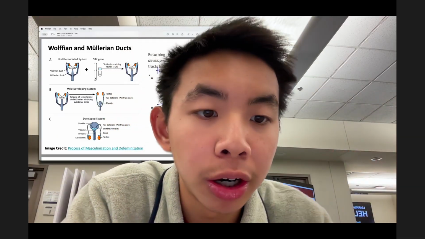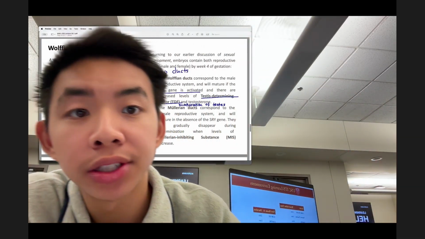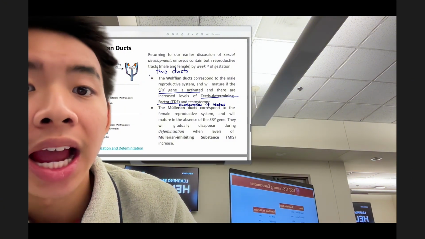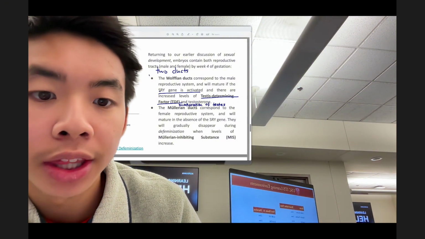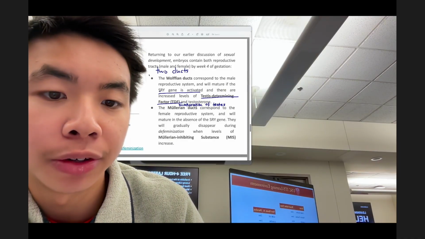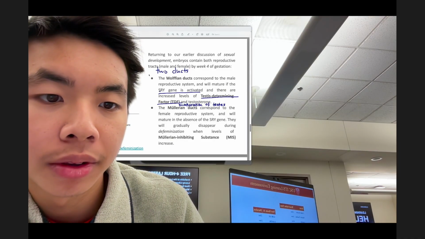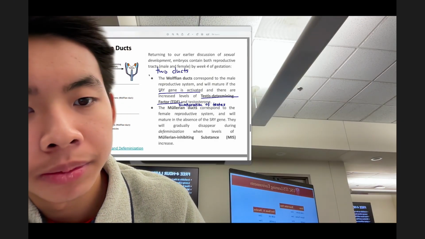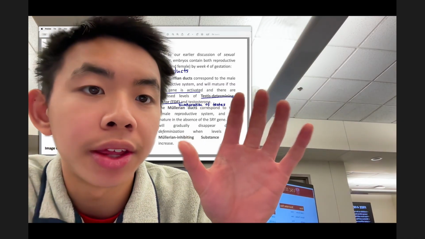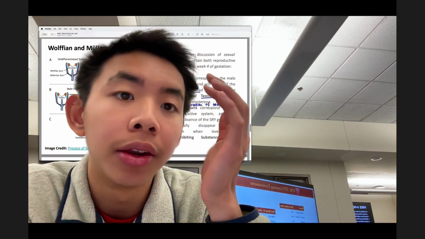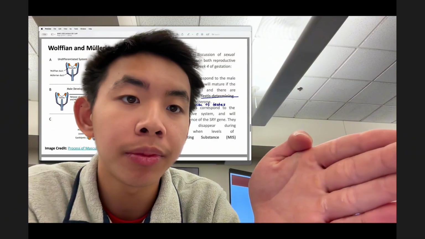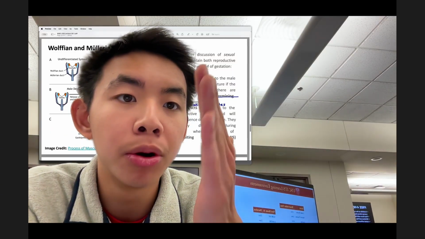Mullerian ducts correspond to the female reproductive system, and they will mature in the absence of the SRY gene. They will gradually disappear with the defeminization when levels of Mullerian inhibiting substance increase. So if the SRY gene is not there, it will default to female. Everyone's going to be female, and then the SRY gene comes in, boom, now we're male.